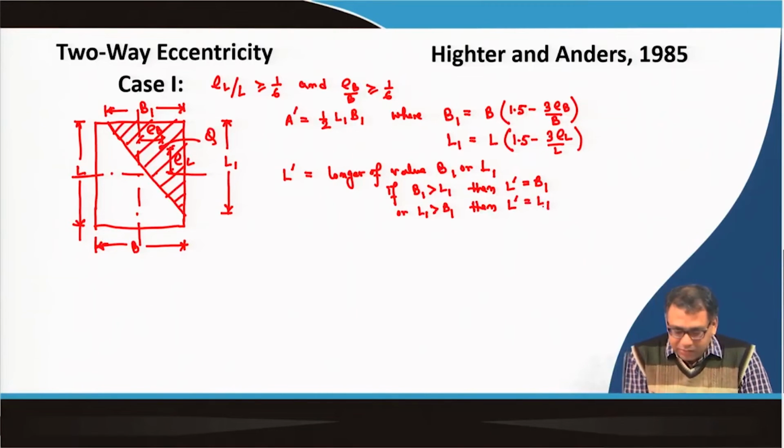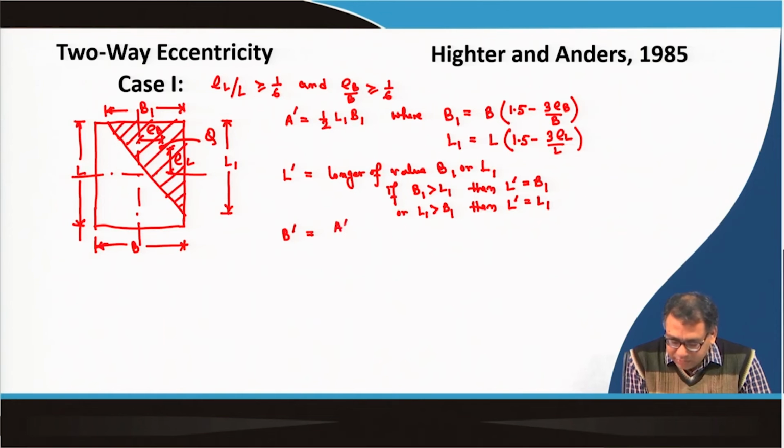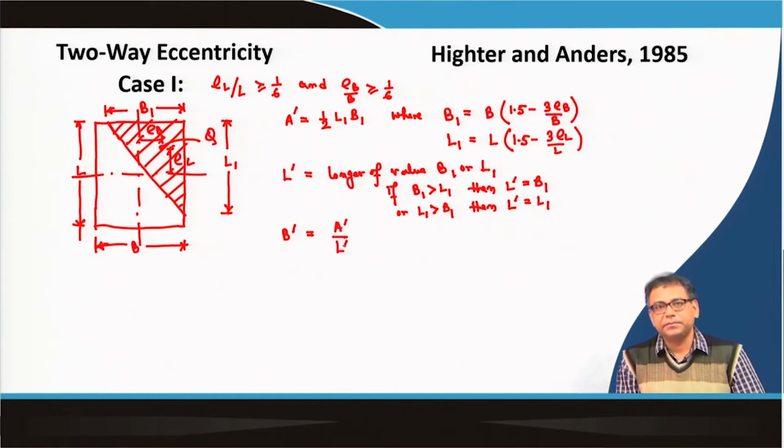So, now the effective width B dash I can calculate, because I can get L_1 and B_1 from these two equations. So, I know the effective area A dash. Once I get A dash, and L dash will be the longer value of B_1 or L_1, then my B dash will be equal to A dash by L dash. So, this way I will get the effective area as well as the effective width and length in case of two-way eccentricity, case 1 of this condition.